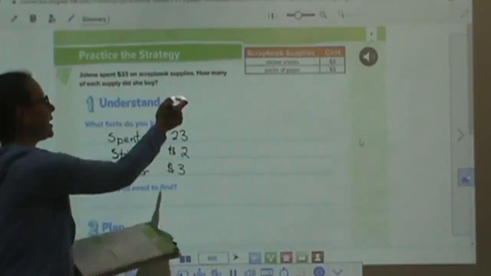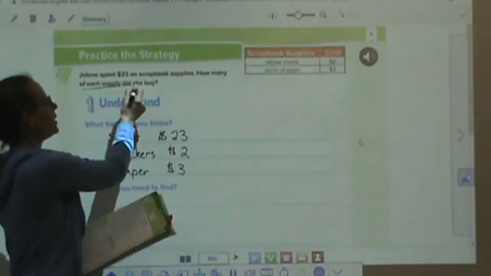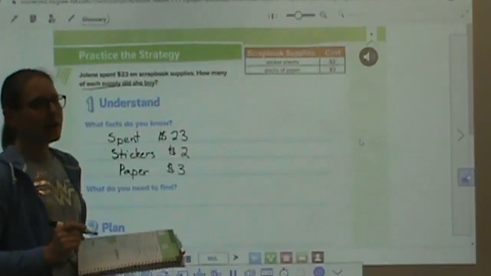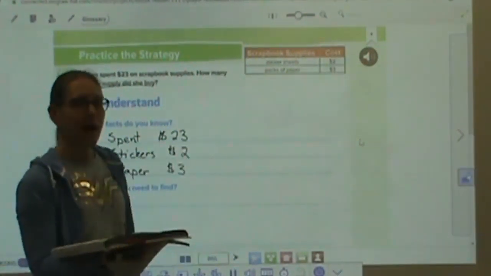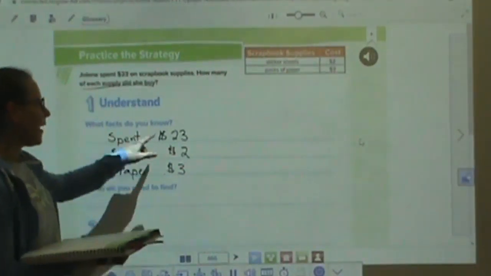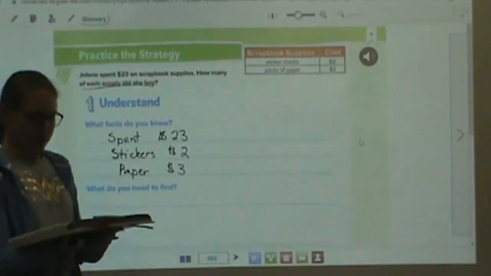Well, let's go back and read it again. How many of each supply did she buy? So, how many sheets of stickers did she buy? How many packs of papers did she buy? That will equal her $23.